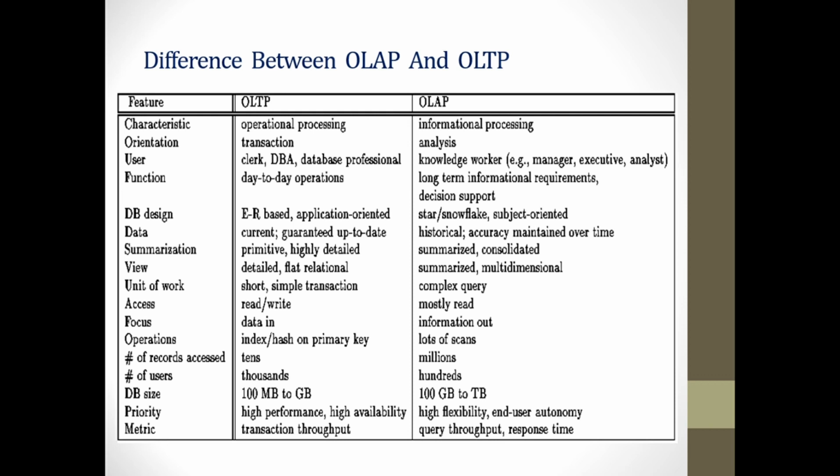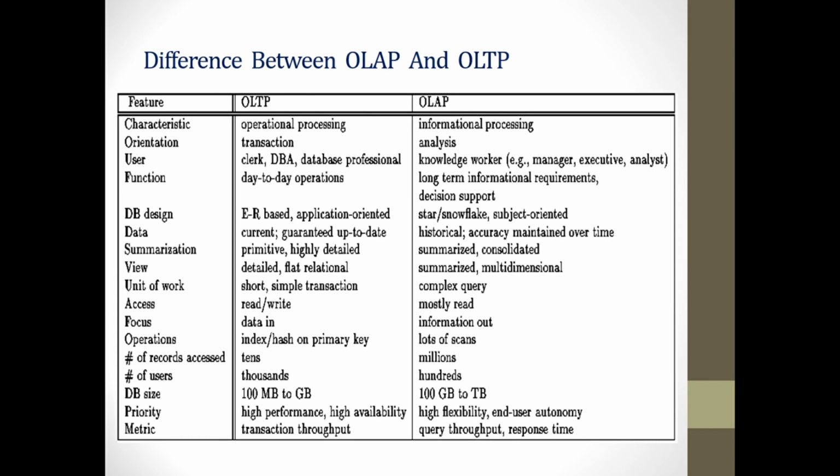The unit of work is short at OLTP, whereas it is complex at OLAP. The access at OLTP is read-write and the access at OLAP is mostly read. The focus at OLTP is data in and the focus at OLAP is information out. The operations at OLTP are index on primary key and the operations at OLAP are lots of scans. The number of records accessed is tens at a time at OLTP and millions at a time at OLAP. The number of users at OLTP is thousands and at OLAP is hundreds.